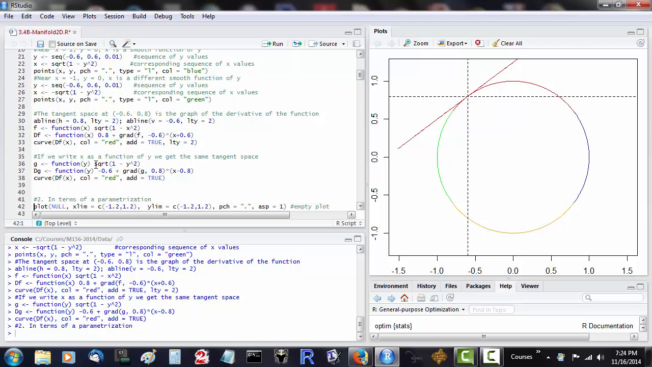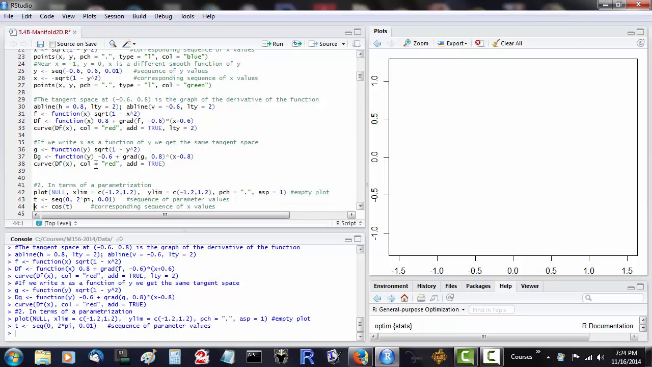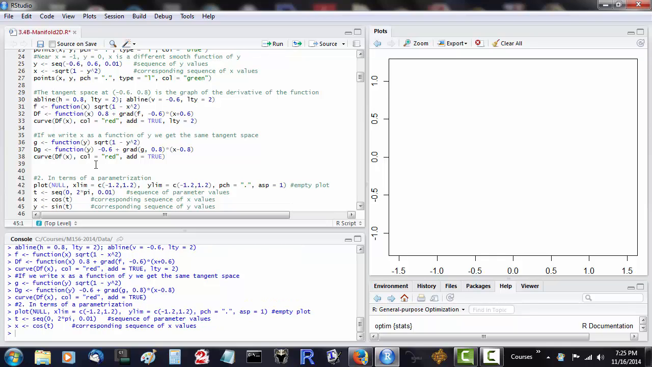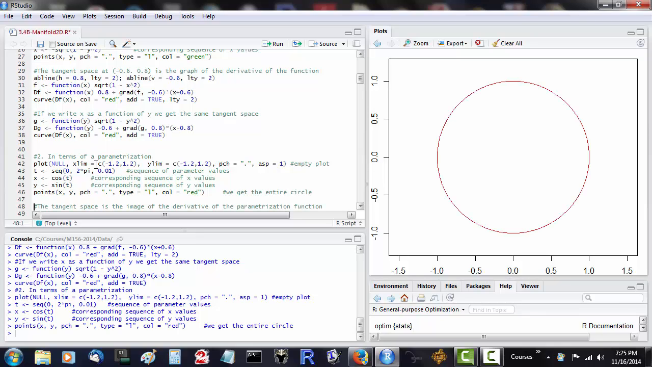Now let me show you how to get the entire circle in one fell swoop by using a parameterization. Clear my plot out, and I'm going to run a parameter, which I'll call t, in small steps from 0 to 2 pi. The x values will be given by the cosine of the t value, the y values by the sine. And when I plot those sequences of points, I get the entire circle. That's the great thing about parameterizations. In fact, ordinarily you don't use a parameterization unless it will give you the entire manifold.